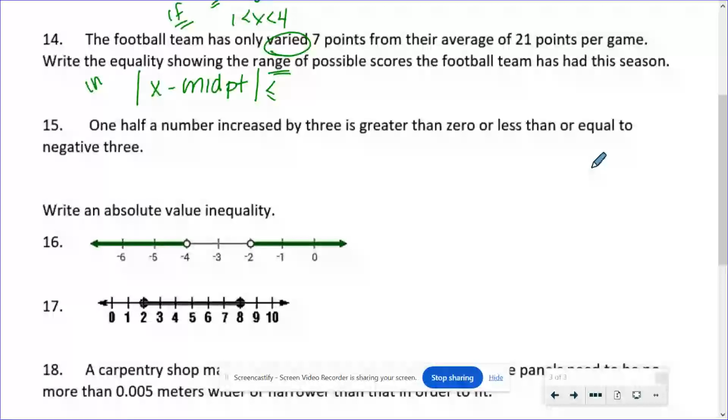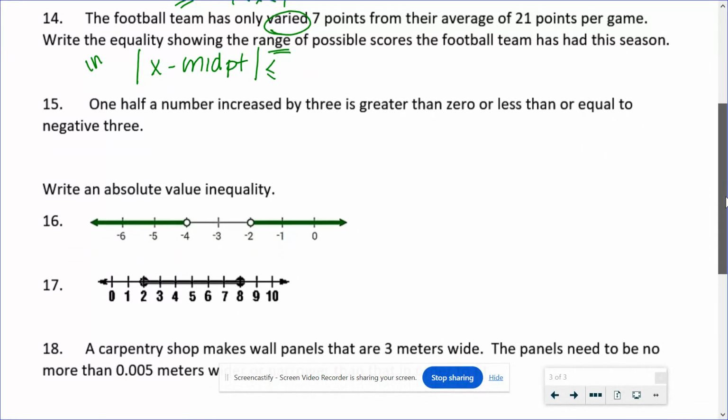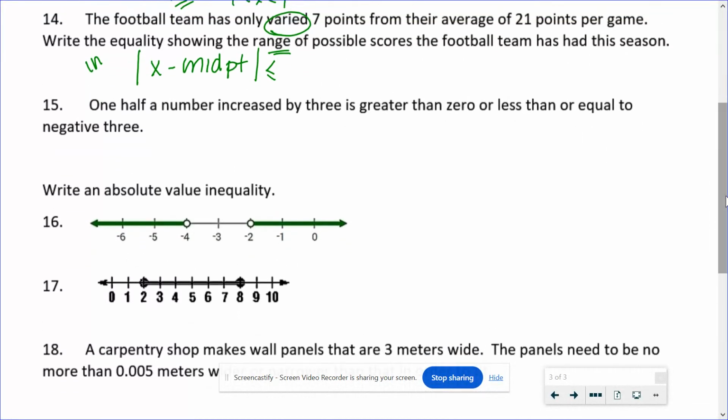Okay, I'm not really sure what happened there, so I apologize. I was talking for a while before I realized that it wasn't recording anymore. So we were on number 14.